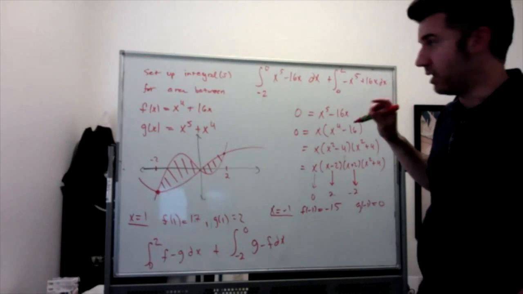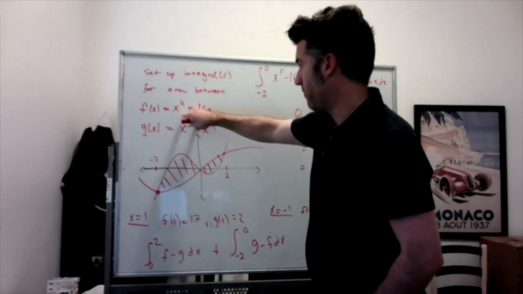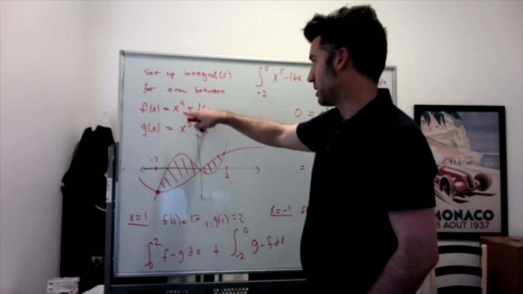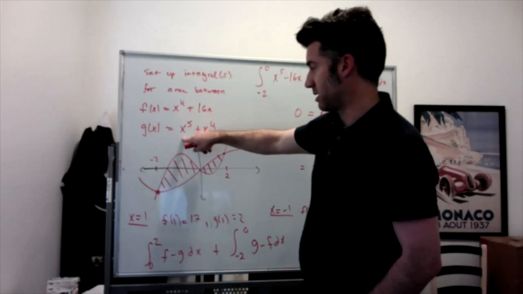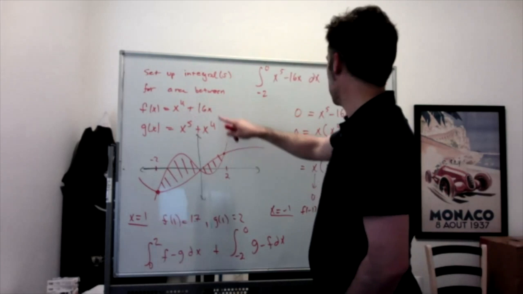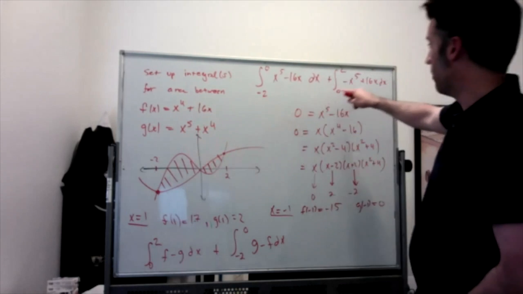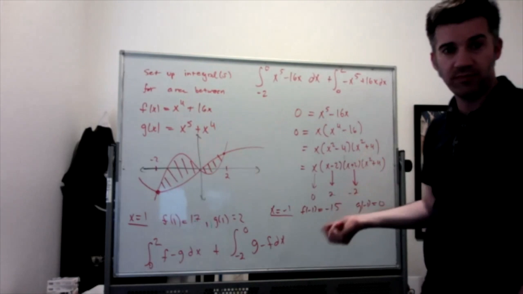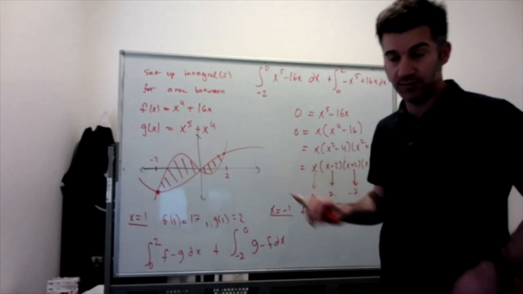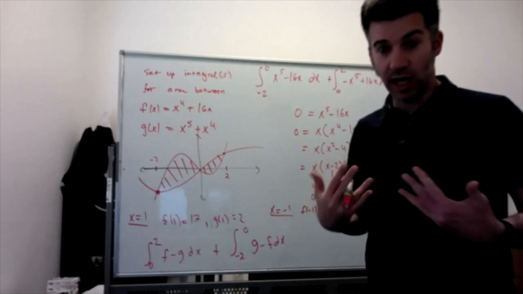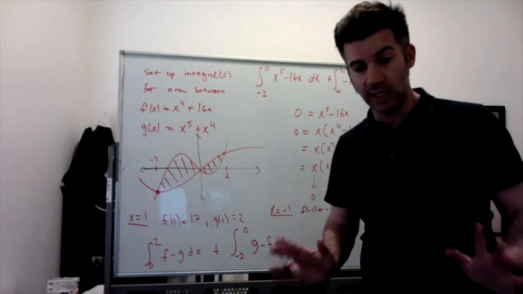Which makes sense, right? If you do f minus g, you get 16x plus x to the fourth minus x to the fifth minus x to the fourth, and the x to the fourths cancel, and you get 16x minus x to the fifth, or minus x to the fifth plus 16x. So that's how you would set this one up. And here, we're not going to do the rest of it because the problem said just to set it up.